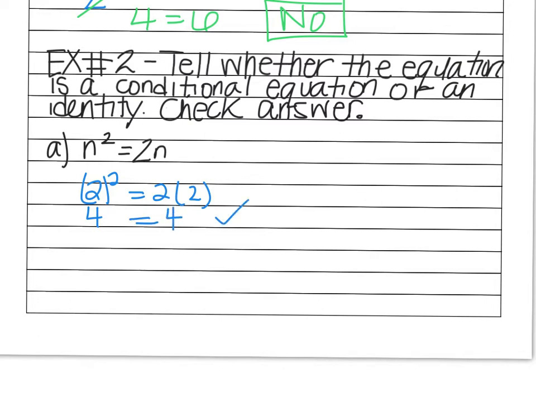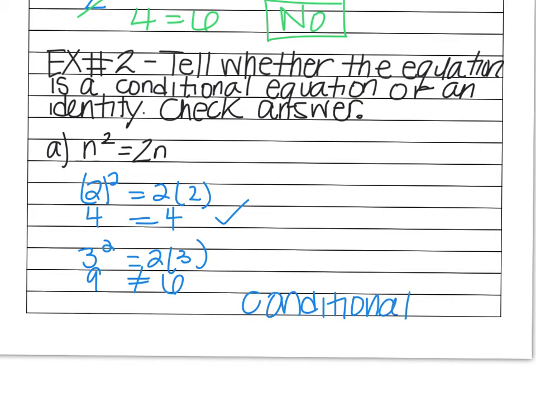So that works. But if I do 3, and I substitute 3 in here, 3 times 3 is 9, and 2 times 3 is 6. It doesn't always work, so this is a conditional statement.